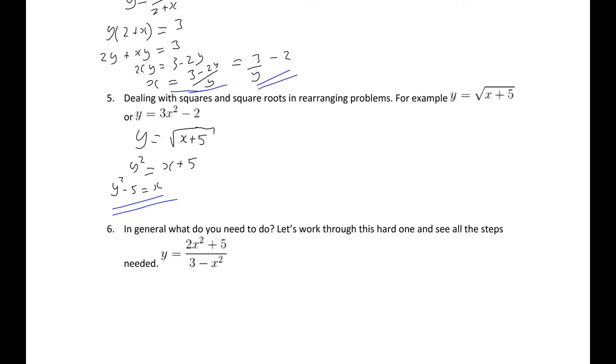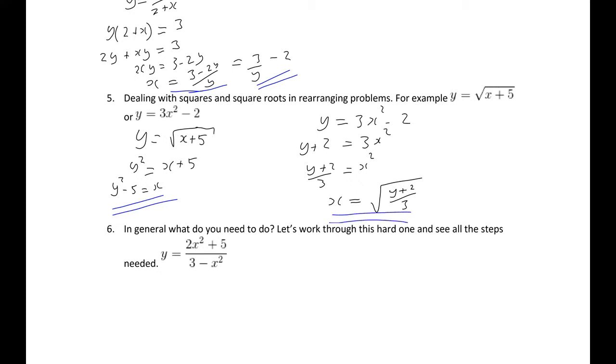Now the other style of problem. y equals 3x squared minus 2. If you ever have something like this, we're going to put everything that's not an x squared onto the other side, and then we'll deal with the squared. So you add 2, very first thing: y plus 2 equals 3x squared. Then we divide by 3: y plus 2 over 3 equals x squared. The opposite of squaring is square rooting. So x equals the square root of y plus 2 over 3.